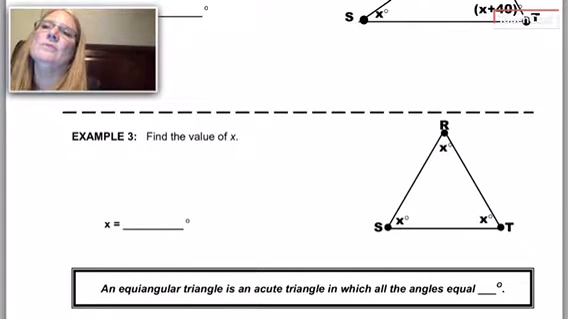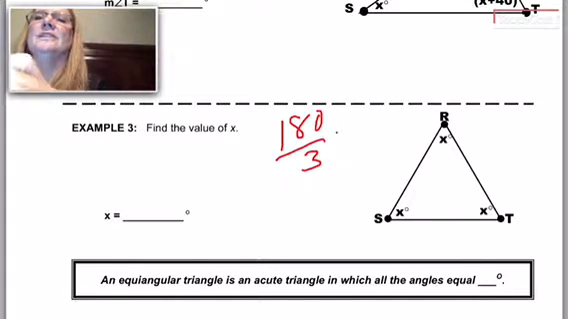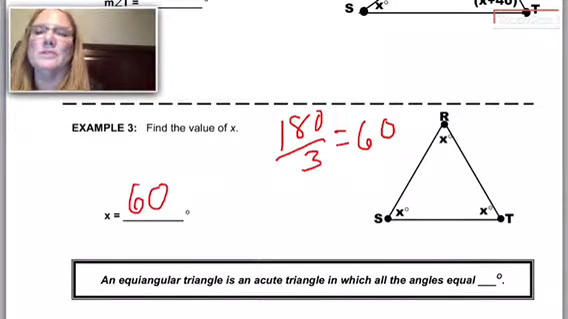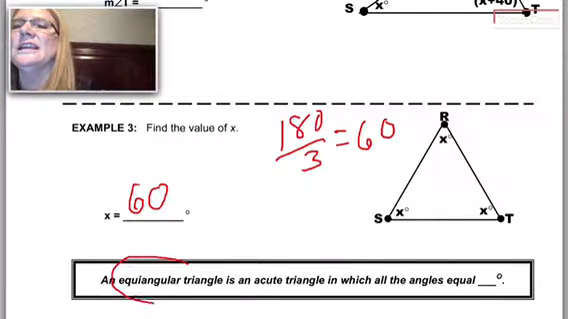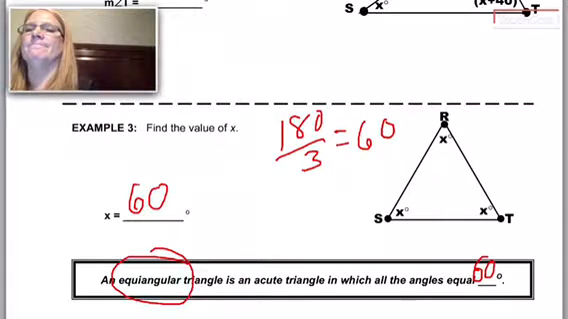Okay, in the next one here, find the value of x, and all of the angles are x. So they add up to 180. So 180 divided by 3 is 60. So if we have a triangle and all the measures are the same, all of the angles measure 60 degrees. And again, this is called an equiangular triangle, and all of the angles are 60 degrees.